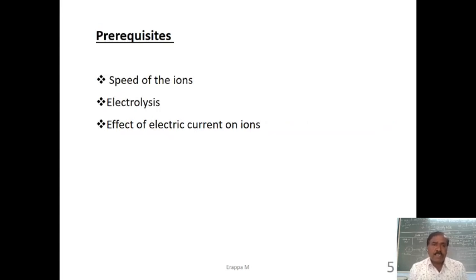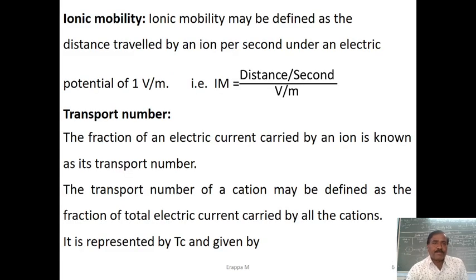For this you have to know that the moving boundary method mainly involves the movement of ions, nothing but the speed of the ions, and when electric current passes, electrolysis takes place. That means ions will move in opposite directions; we call it electrolysis. Then, what is the effect of current on the moving of ions? First, I will give the definition of ionic mobility.